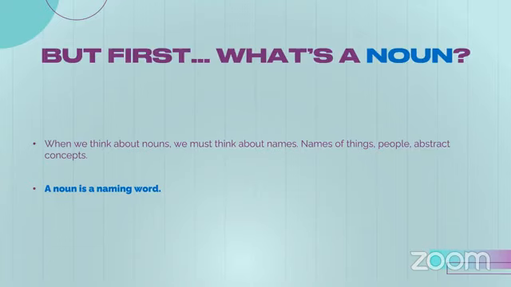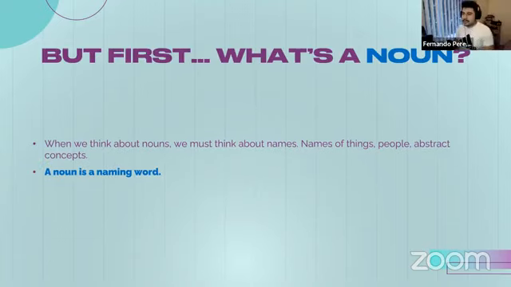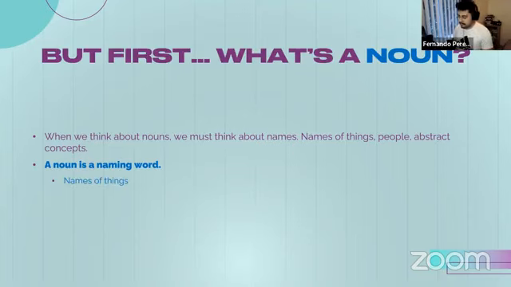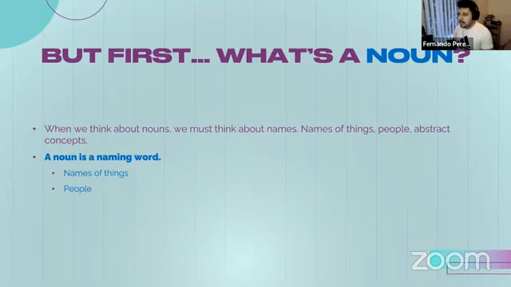Okay. If we are talking about nouns, and we have these three different things: names of things, people, and abstract concepts. If we are talking about names of things, we can have in mind everything that is around you. Give me 4 objects that you have around you.